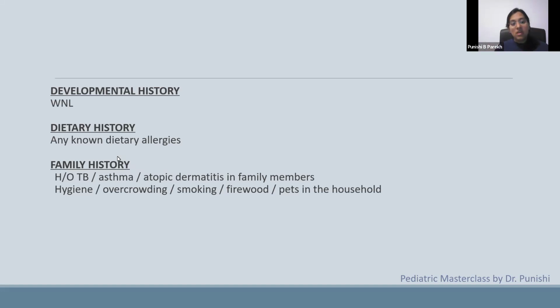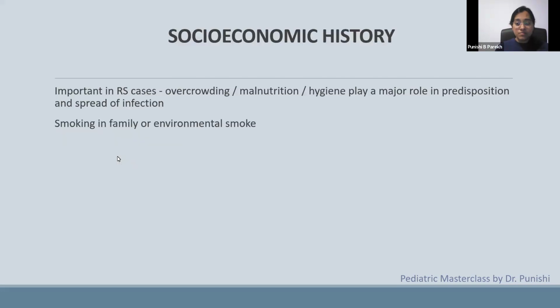That history will be more relevant in a chronic history. Now, hygiene, overcrowding, smoking, firewood, and pets in the household are very specific questions pertinent to the respiratory system. We don't tend to ask all of this in the other systems. But because all of this leads to impaired sanitation and impaired hygiene, which can predispose to infection, these are important questions that you need to ask in a family history in a respiratory case.